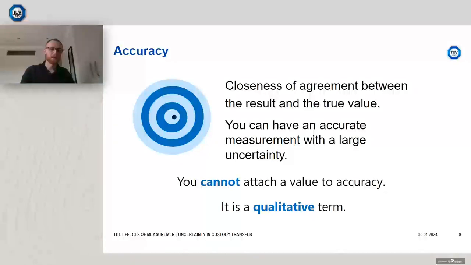What's important is that you can't attach a value to accuracy, and it's a qualitative term. So you may describe an instrument as being more accurate than another instrument, but when you assign a value to accuracy, you're really talking about uncertainty. And then when you talk about uncertainty and give an uncertainty value, you need to give an associated confidence level with that.